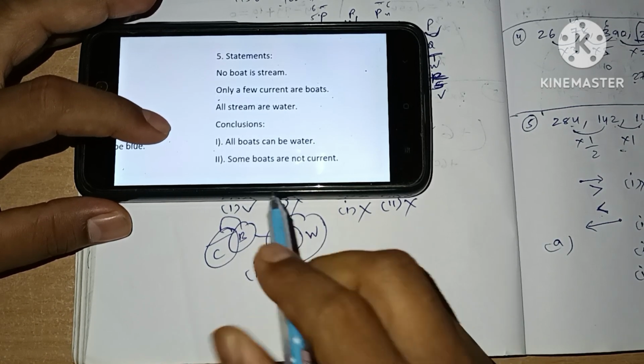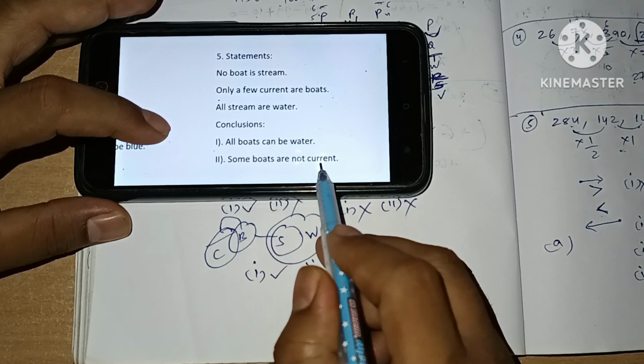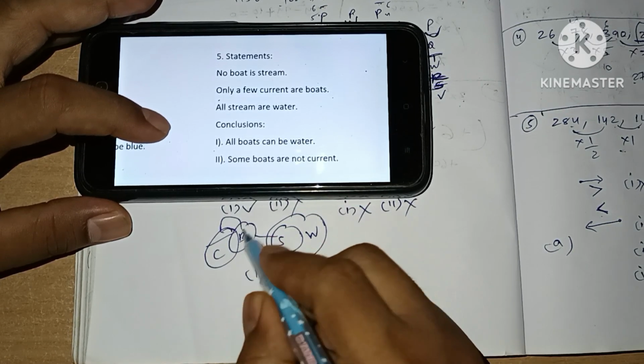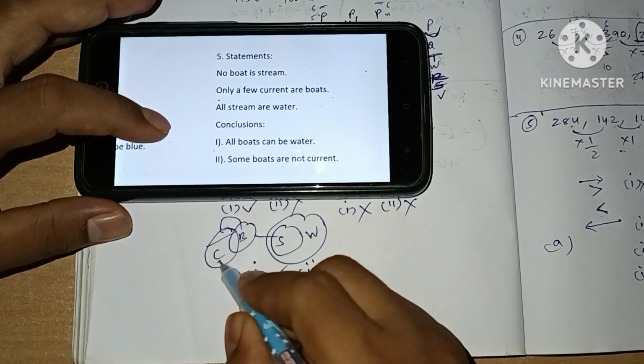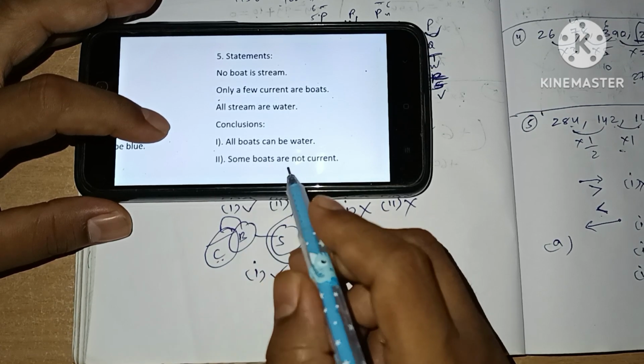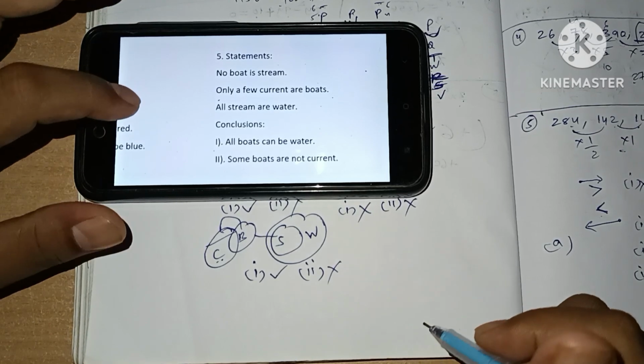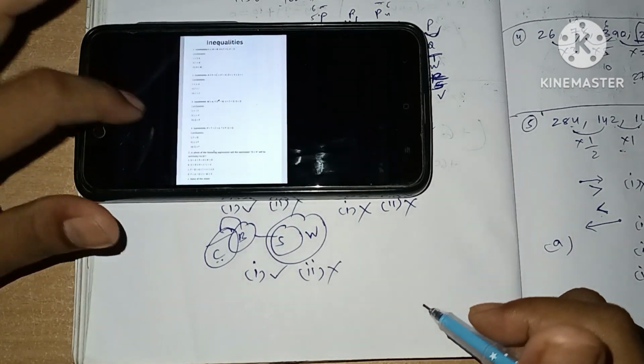Second conclusion. Some boats are not current. Because of not, we check all boats can be current. All boats can place inside current. All case is possible here. All case possible means some not case will be false. Okay. Now we are going to see reasoning puzzle.